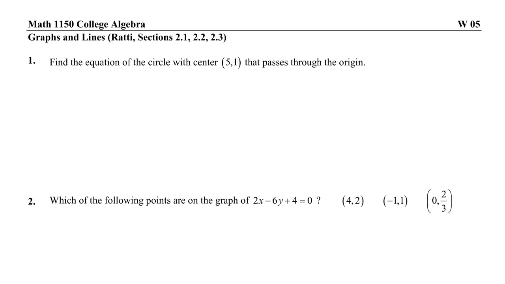So let's review some of the problems from these first three sections of Chapter 2. Find the equation of the circle with the center 5, 1 that passes through the origin.